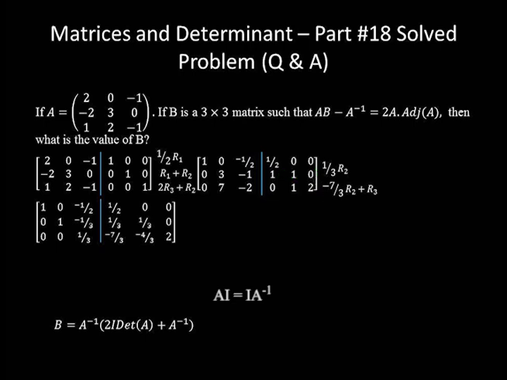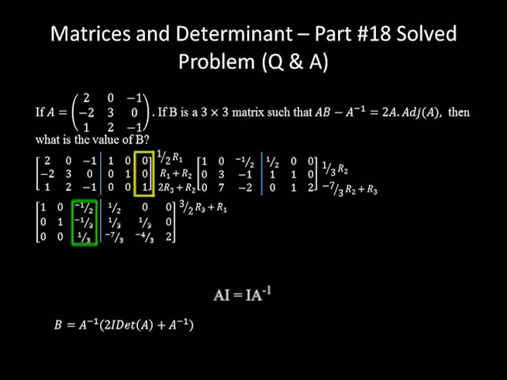At last, we have to convert this column 3 element to the form similar to column 3 elements of the identity matrix. To convert this negative 1 over 2 to 0, we have to add it with positive 1 over 2. If we multiply this 1 over 3 by 3 over 2, it will give us positive 1 over 2.